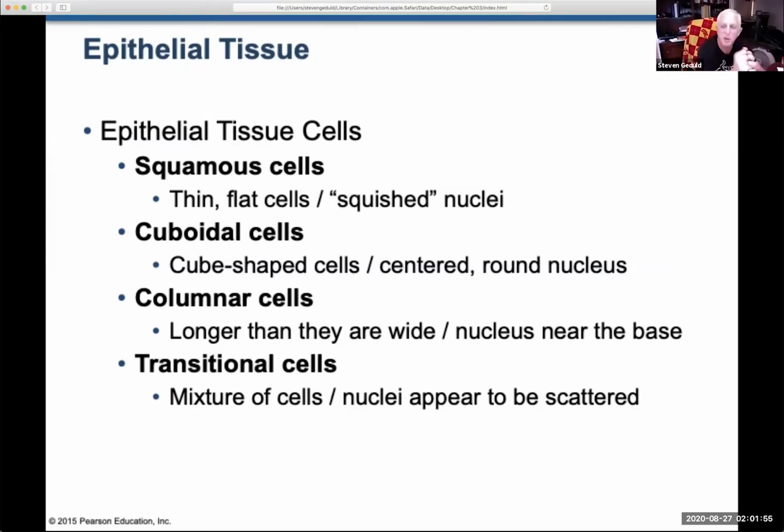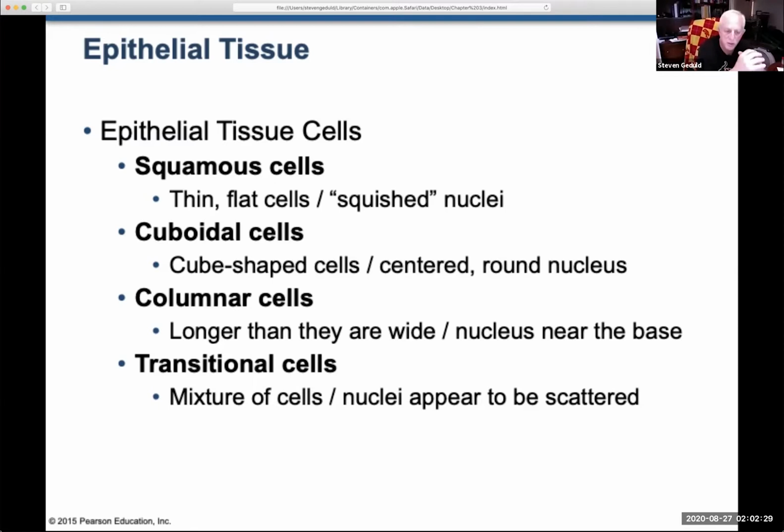You have squamous cells. Squamous cells are very easy. They're thin, flat cells with squished nuclei. Cuboidal cells are shaped like a cube. They have a centered, round nucleus. The length and the width are roughly the same. They're the shape of a cube. Columnar cells are shaped in a column. They're longer than they are wide, and the nucleus is near the base.